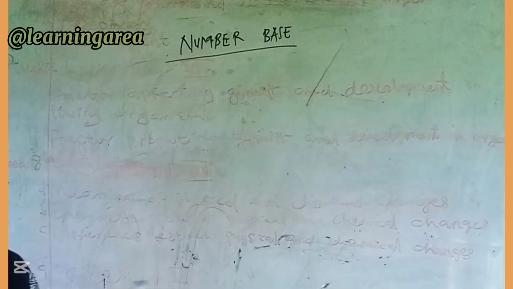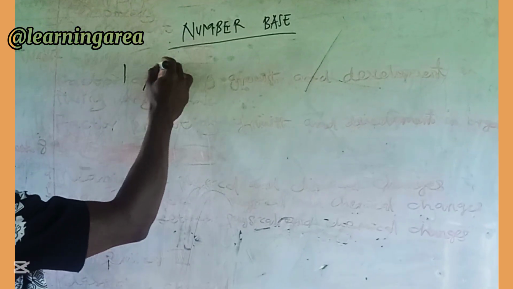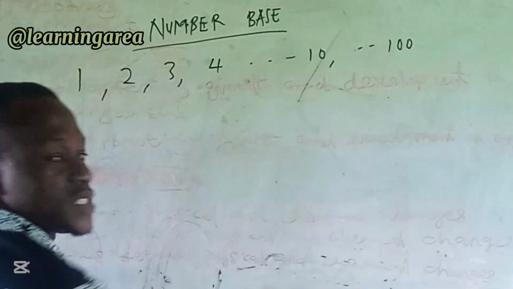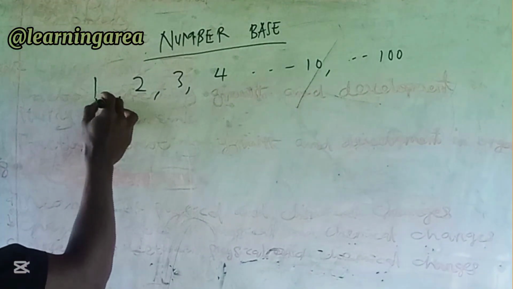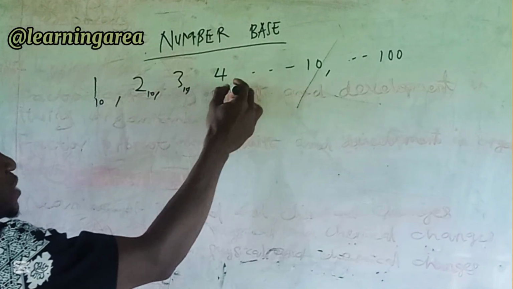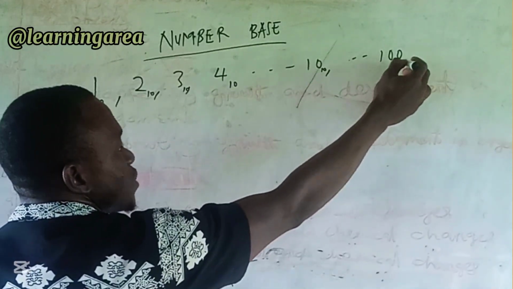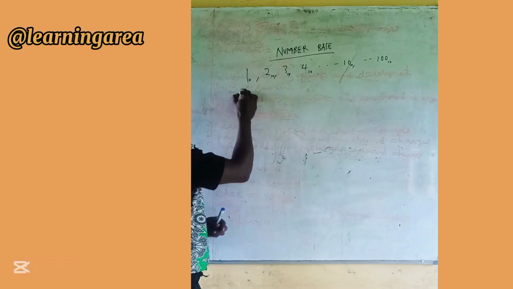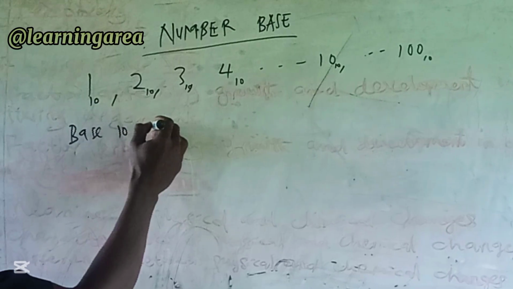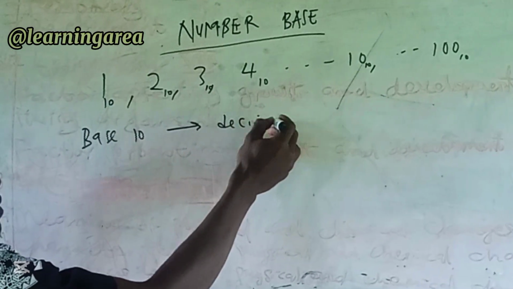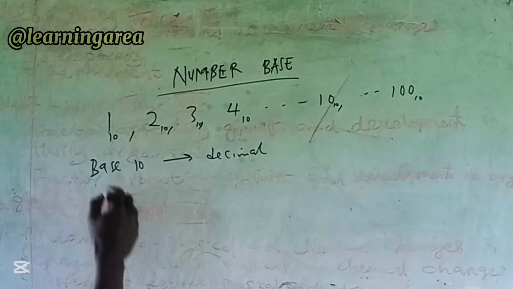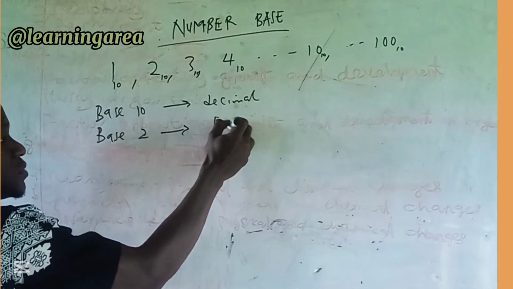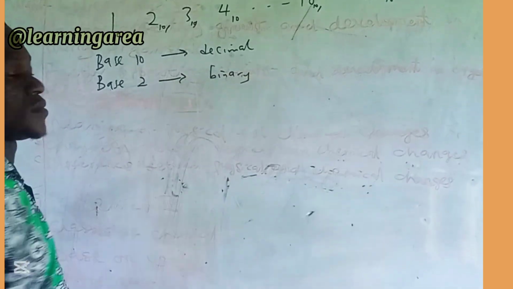For instance, the conventional numbers we know, 1, 2, 3, 4 to 10 to 100, are all in base 10. So 1 in base 10, 2 in base 10, 3 in base 10, 4 in base 10, 10 in base 10, 100 in base 10. And this base 10 is called decimal, while base 2 is called binary.